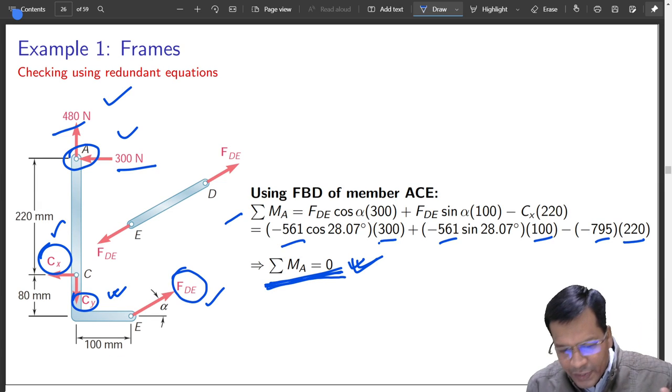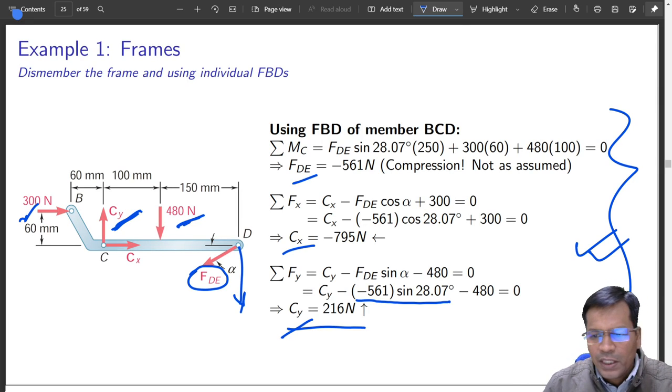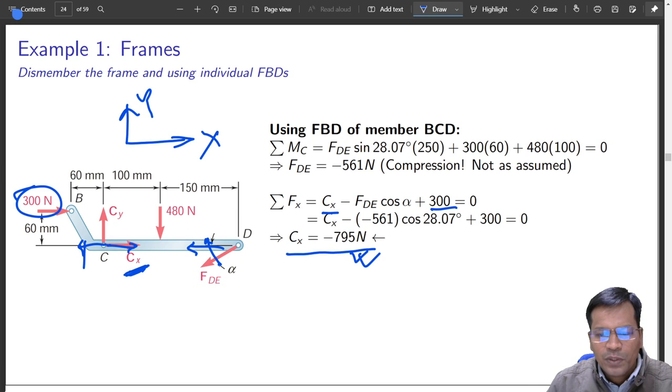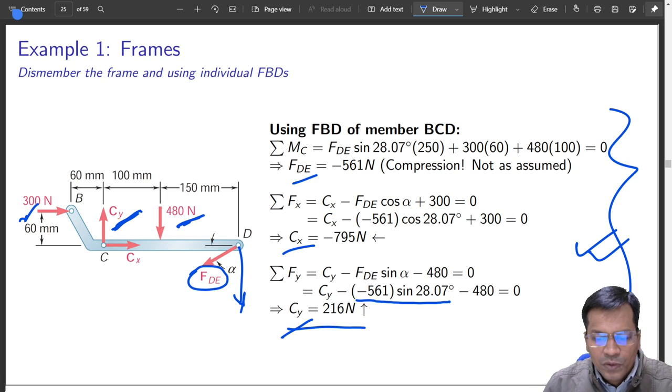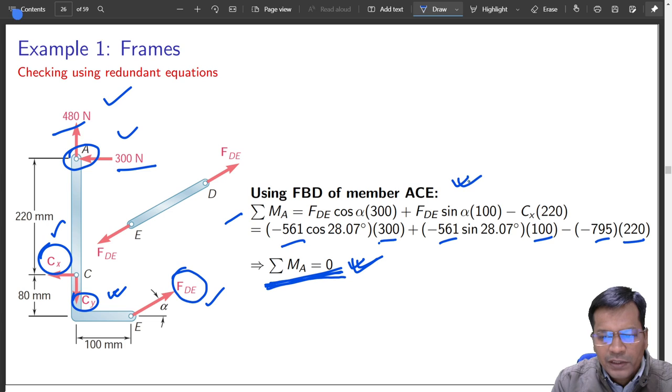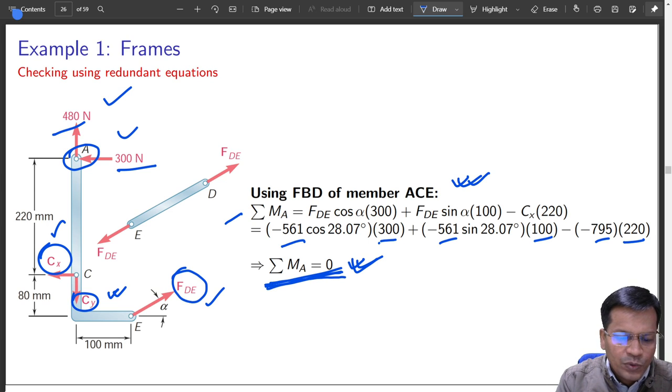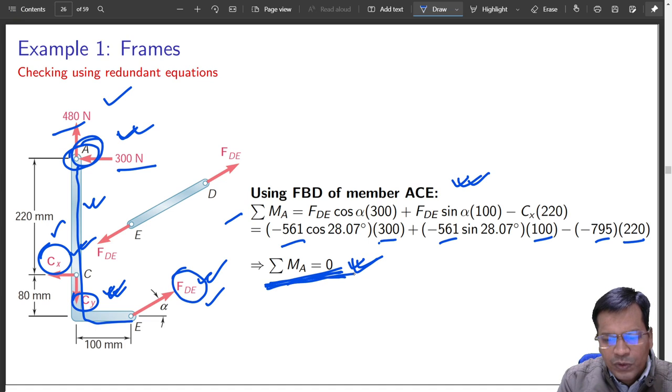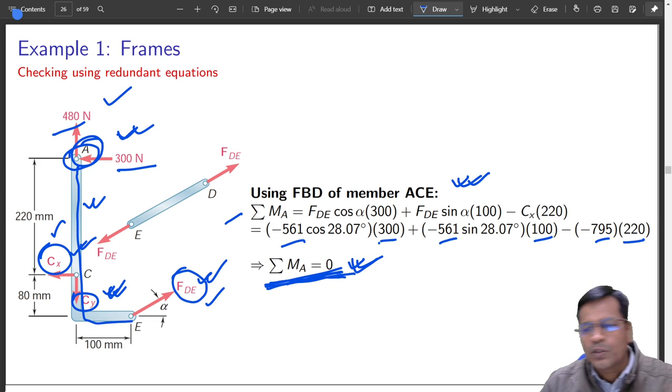As I have said, you will see more equations than desired, because you have fewer unknowns as compared to the number of equations that you can form. So this is the reason the last moment balance equation was just a check to see if everything went okay. I used all the forces calculated earlier, substituted them, and used this member to calculate moment at A, and I got 0. That means it is not moving. That is the way it should be. I hope this is also quite clear.